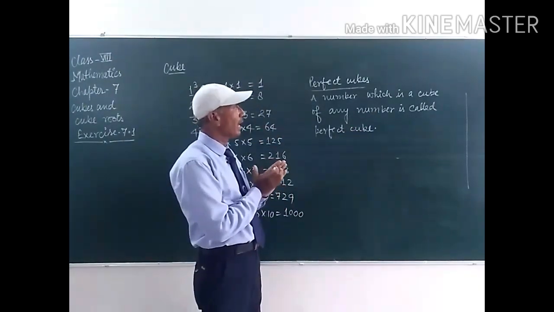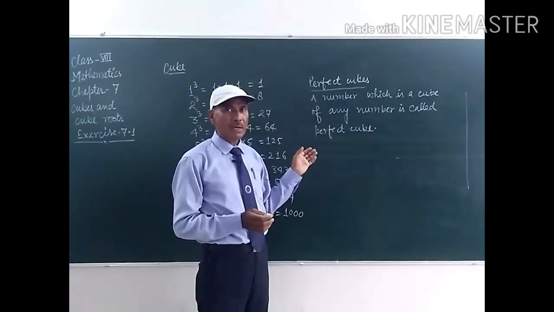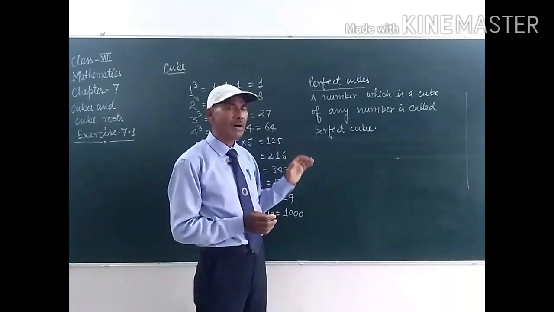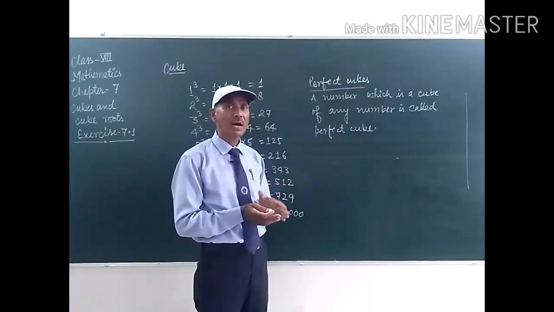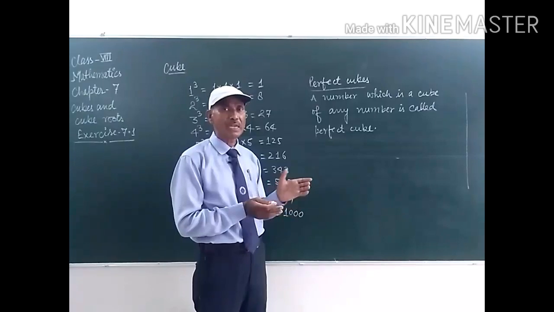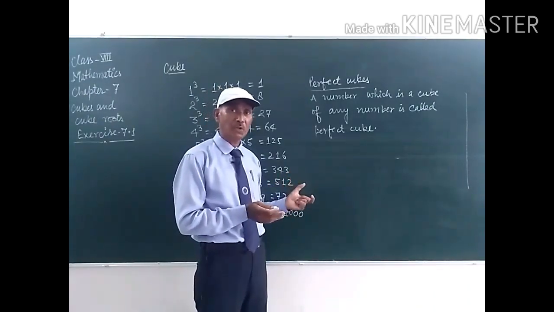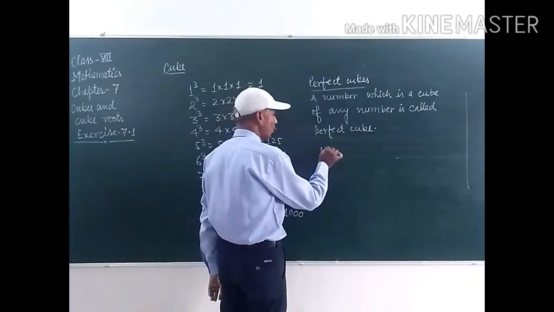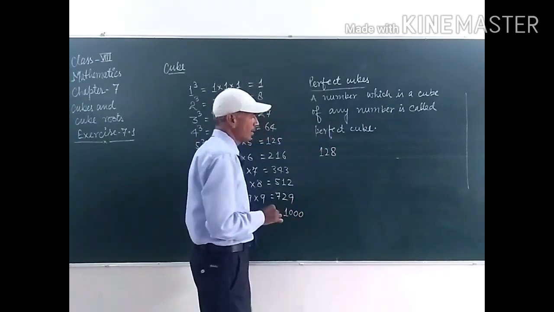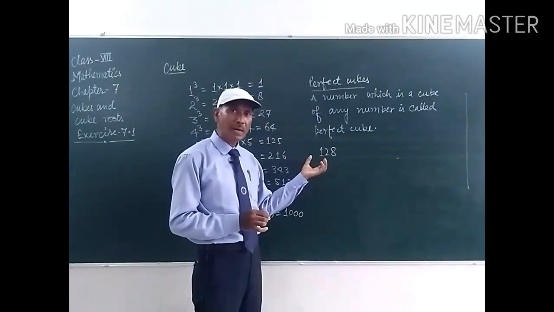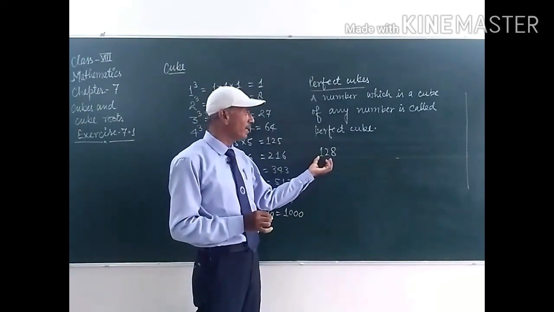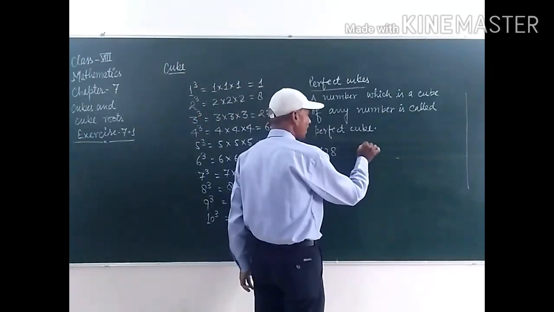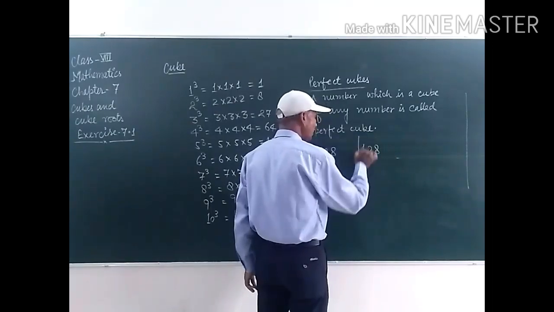Now we will decide how we can find whether the given number is a perfect cube or not, students. To find it, first of all we have to find the prime factors of the number. After that we will decide whether the given number is a perfect cube or not. Suppose this one is the number, 128. Clear, student? Is this number a perfect cube? So to find it, we have to find the prime factors of the given number. So first find the prime factors of 128, student.